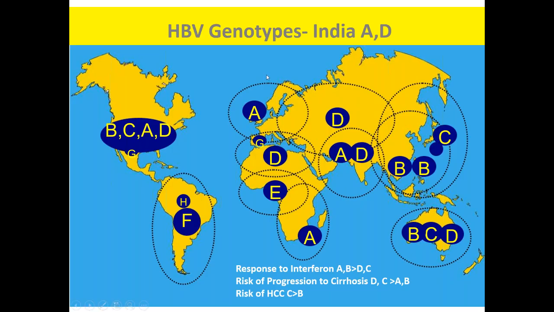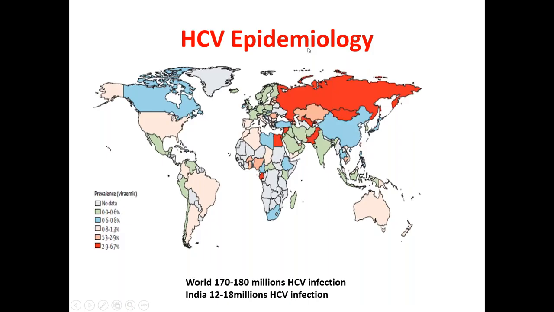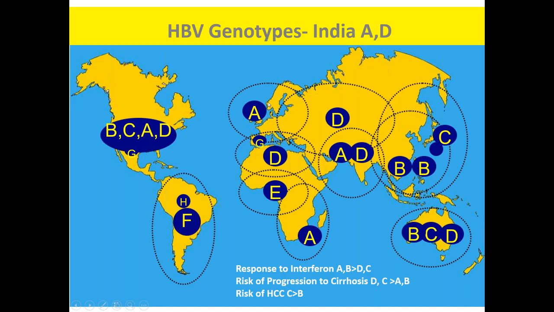Now the hepatitis B virus is divided into genotypes. What is the importance of this? There are 8 genotypes of this virus. Certain genotypes are associated with response to interferon, which is used for treatment, or progression to cirrhosis, or a risk of hepatocellular carcinoma. When we look at response to interferon, genotypes A and B have a very good response. In fact, the drug of choice in these genotypes is interferon.